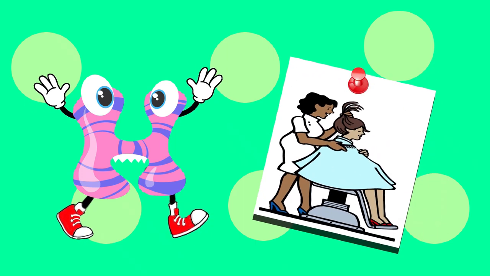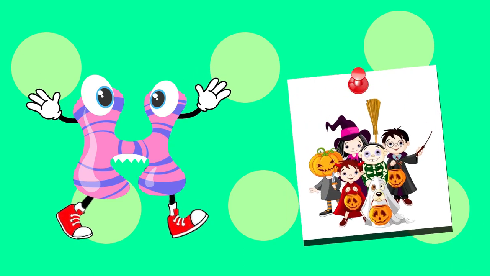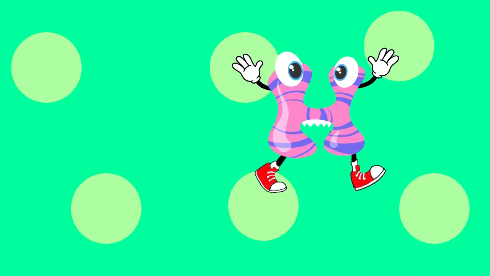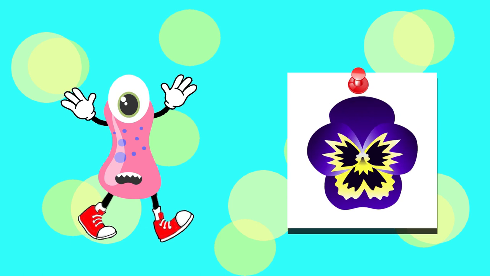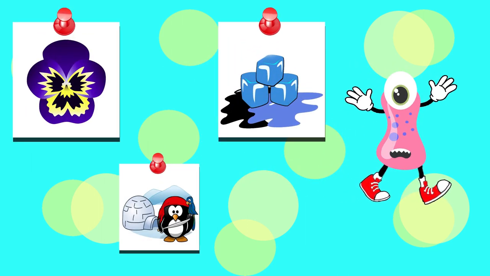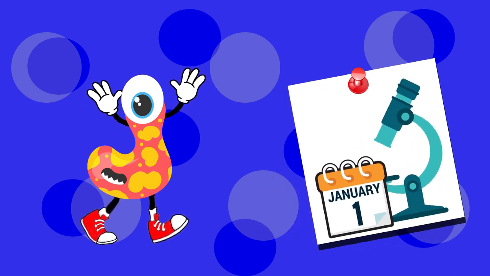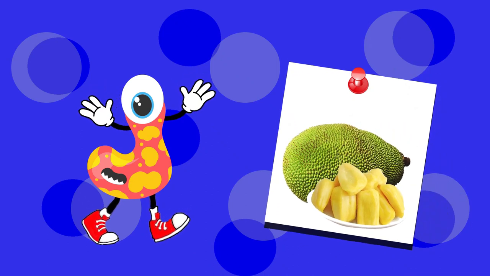H for hairdresser. H for happy. H for Halloween. I for indigo. I for eyes. I for igloo. J for January. J for jewelry. J for jackfruit.